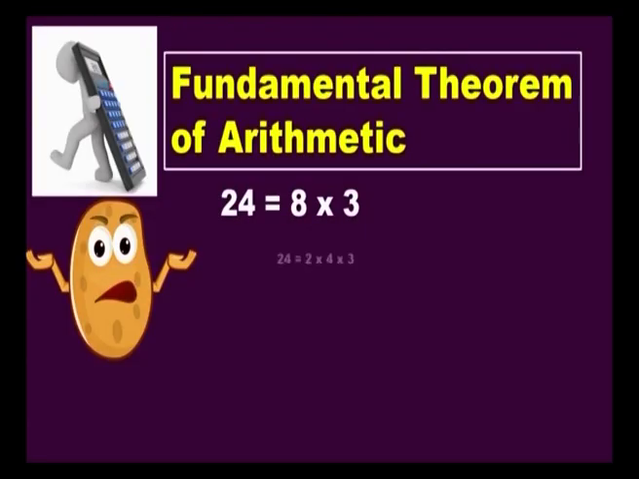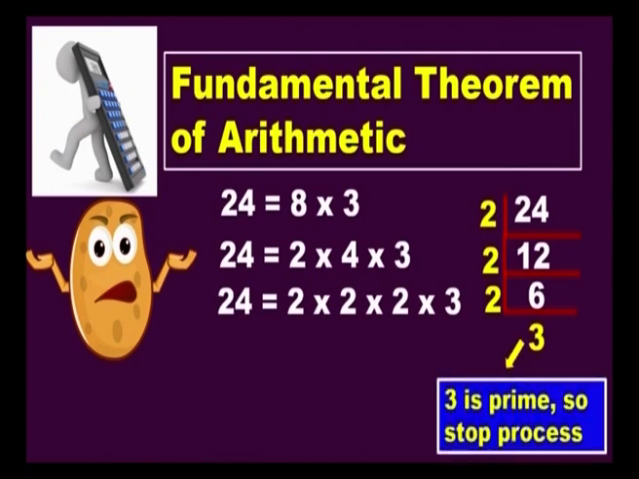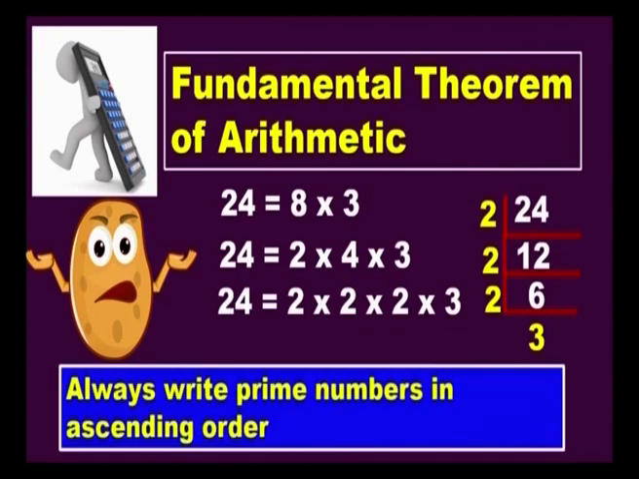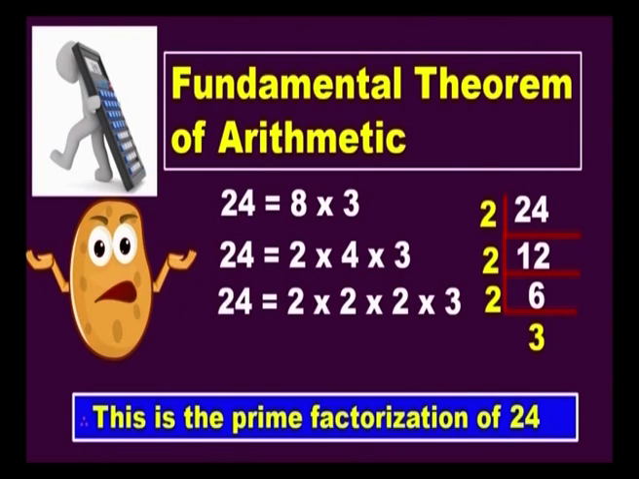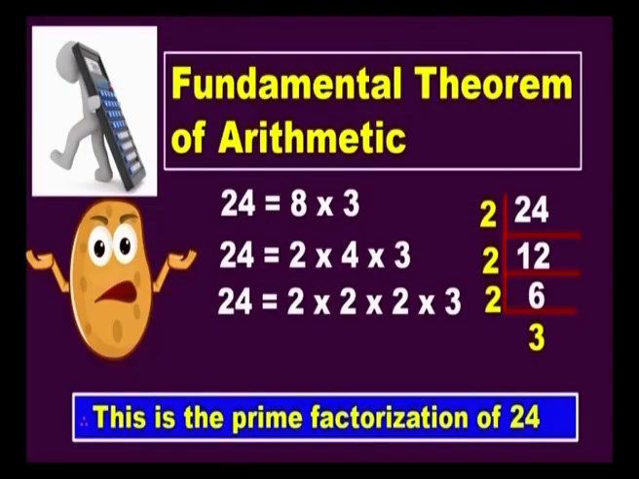If you observe the example, 24 is equal to 8 into 3. Further, if we factorize, 24 is equal to 2 into 2 into 2 into 3. Factorizing 24: 2 twelves are 24, 2 sixes are 12, 2 threes are 6, and 3 is a prime number, so we should stop the process. Then 2, 2, 2 and 3 are all prime numbers, and the prime numbers should always be written in ascending order. This is the prime factorization of 24: 24 is equal to 2 into 2 into 2 into 3, or else you can write this as 2 cube into 3 power 1.